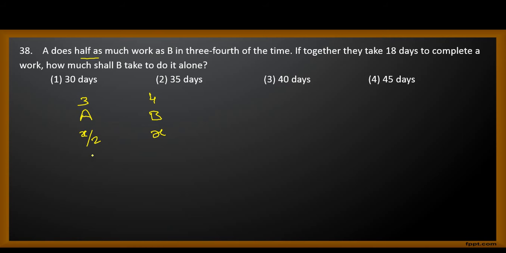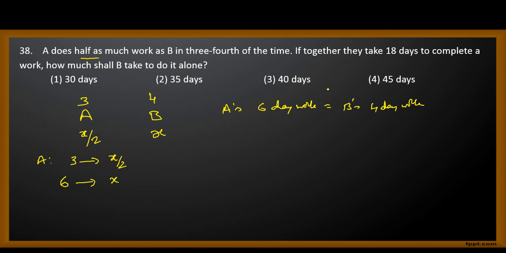Now in 3 days A is doing X by 2 units. To do X units A will take how many days? 6 days. A will take 6 days. To do X units B is taking how many days? 4 days. It means A's 6-day work is equivalent to B's 4-day work.